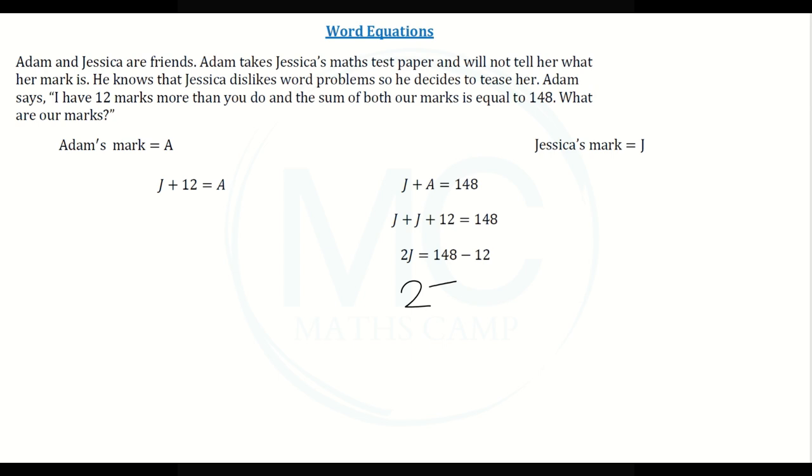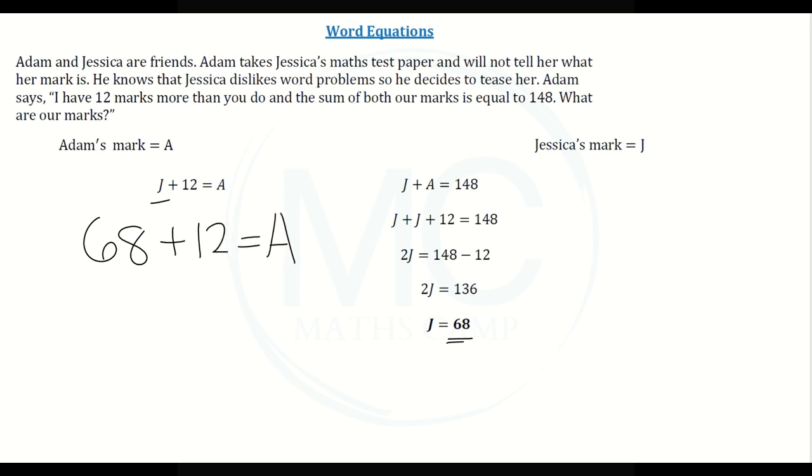2J is equal to 148 minus 12 is 136. Now to get J by itself, let's divide both sides by 2. And we see that J is equal to 68. Now that we have Jessica's mark, let's find Adam's mark. We're going to substitute 68 into our J value over here. So we say 68 plus 12 is equal to A. 68 plus 12 is 80. And this is Adam's mark.